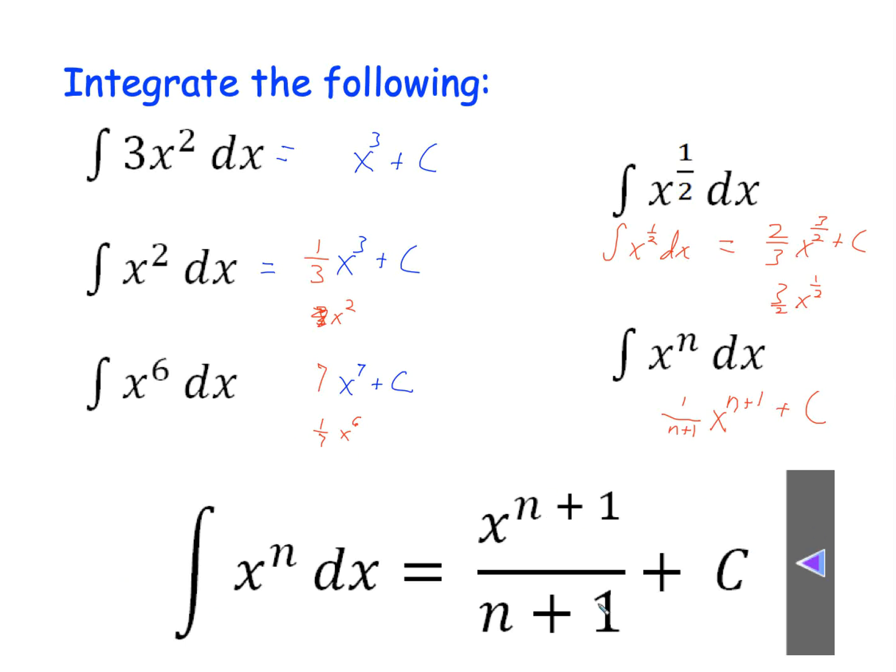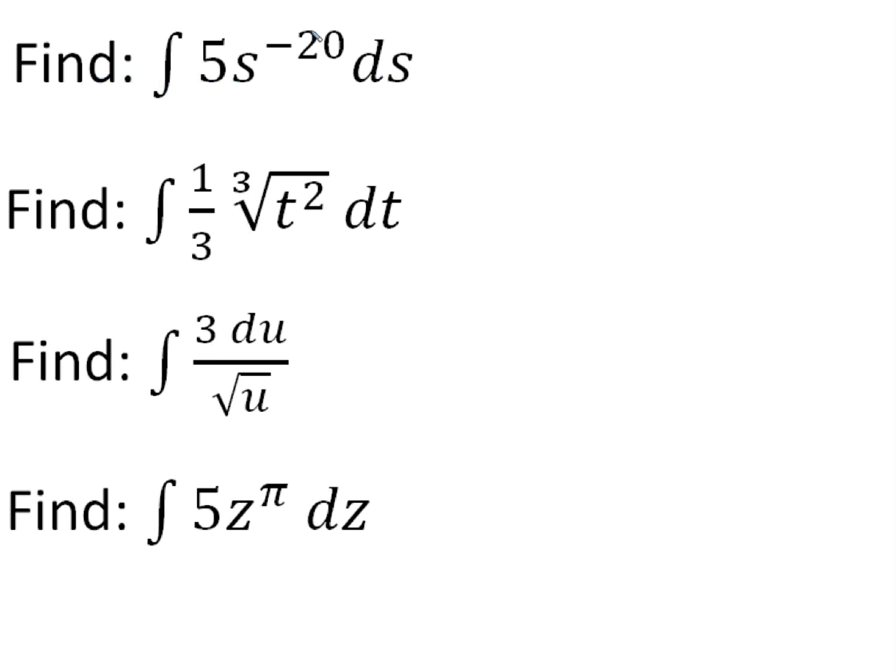So here's the general rule for integrating a variable to a power. The variable goes up, the exponent goes up by 1 and then divided by n plus 1, or you could have a fraction out front. This means the reciprocal of n plus 1. So we can hurry through a couple of these if we know this rule.